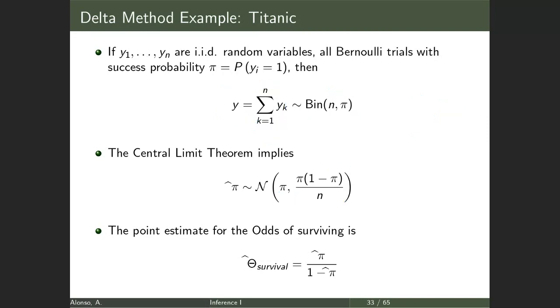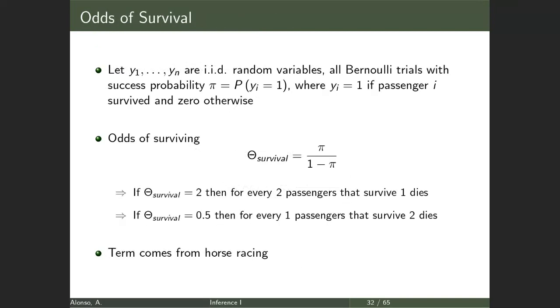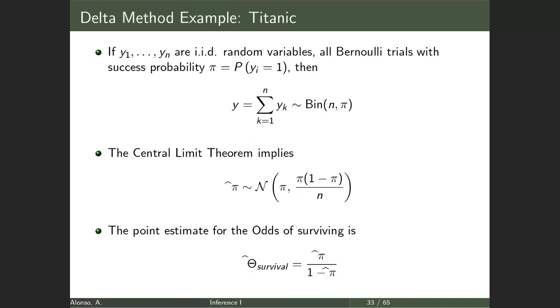Now, we can estimate the odds of survival by just plugging the estimated probability into the expression of the odds. So if you go to the odds and you plug in the estimate of the probability, you get an estimate of the odds. And that's what we are doing over here. So that would be our estimator for the odds of surviving. And we know that the estimator of pi follows a normal distribution. So what is the distribution now of the estimator of the odds of survival?